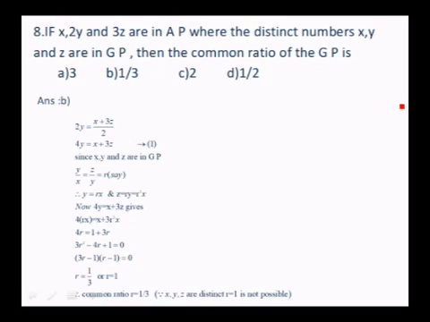Now, use the first result, 4y is equal to x plus 3z. Instead of y you substitute rx, instead of z you substitute r square x. So I am converting everything into r and x. If you cancel x throughout, 4r is equal to 1 plus 3r square. Transfer, you find that 3r square comes here.